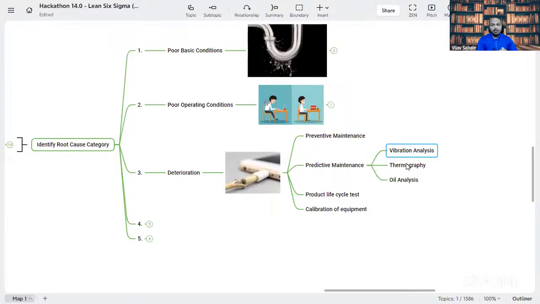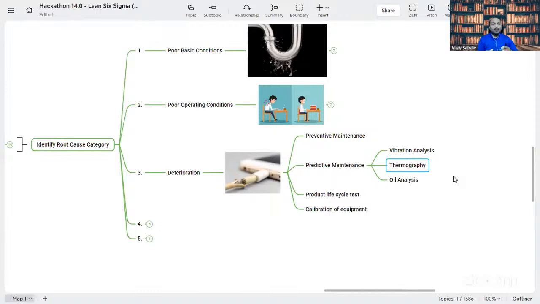Thermography is one of the important techniques of predictive maintenance, used specifically for PLCs or electrical connections and all that. If you just take a picture, you will get the thermograph, which indicates in color: red, yellow, green. Red indicates that the particular joint or point is under too much stress. Because of that, heat is getting generated. It is a point that after some time is going to create some problem. So if it is red, we need to take immediate action.